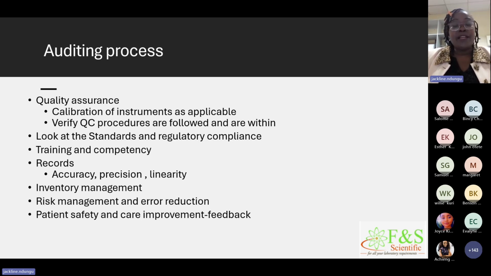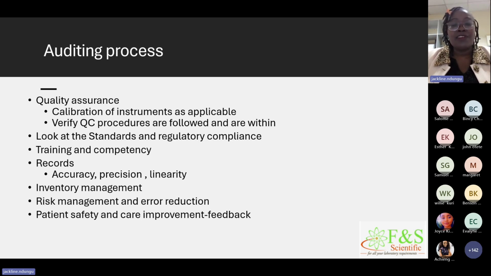Use your standard if you're accredited. If you're not accredited, just use the policies that you put in place, and check for compliance. So you'll look at the whole quality assurance. And when I say quality assurance, it's the process, not the QC.